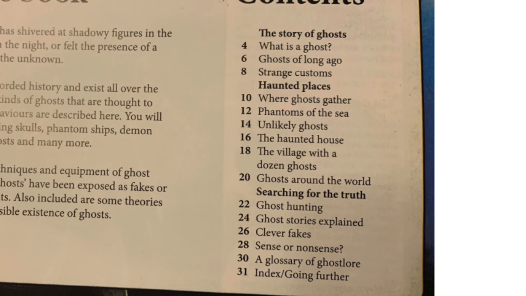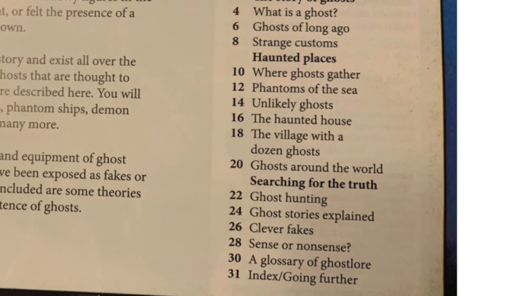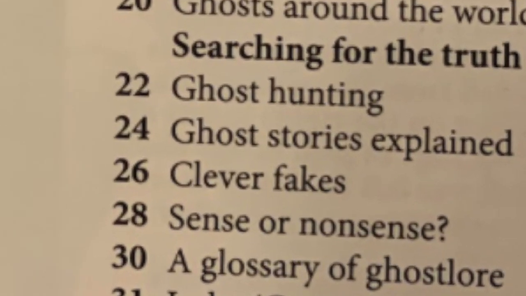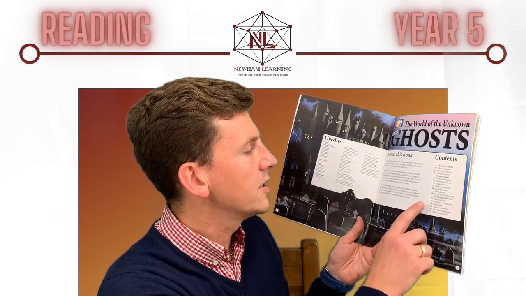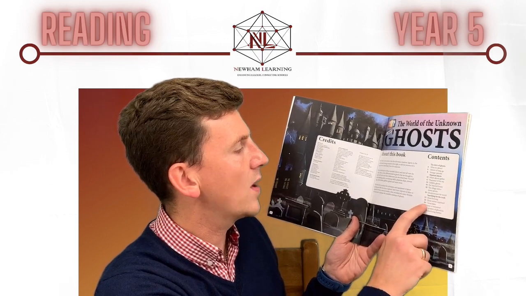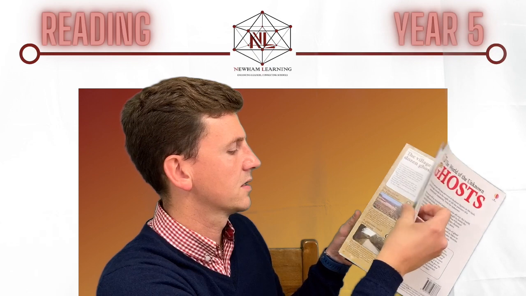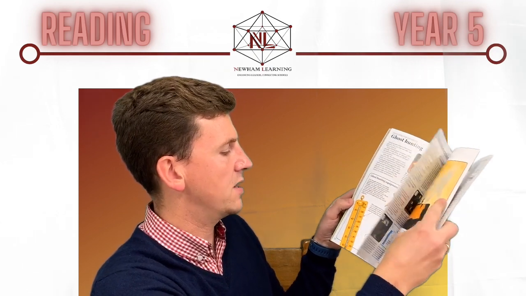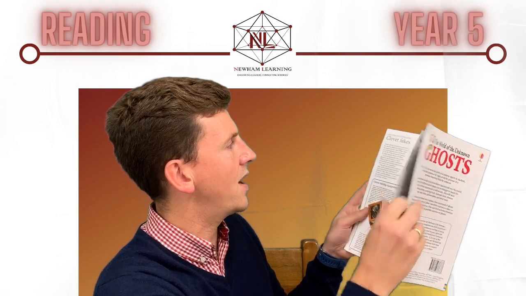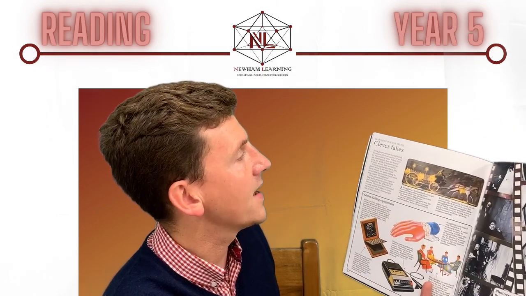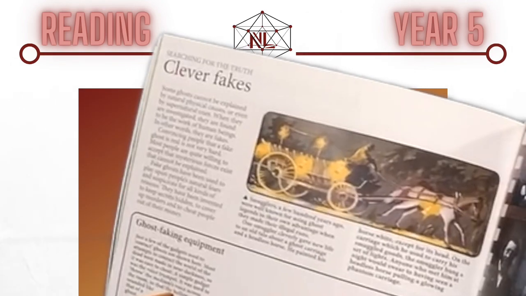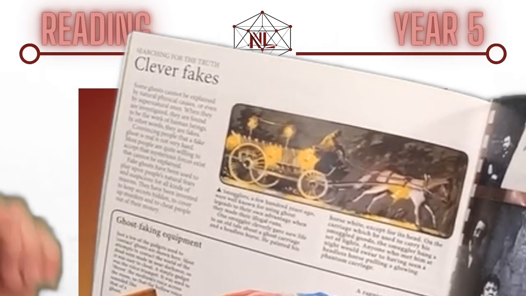I can look through my contents to find that. Look at the contents and see where you think I would find that information. That's right. It's probably going to be page 26. I'm just going to skim to that page now. 23, 24, 25, 26. And this page is all about clever fakes. I can tell from the title, as well as from the content.